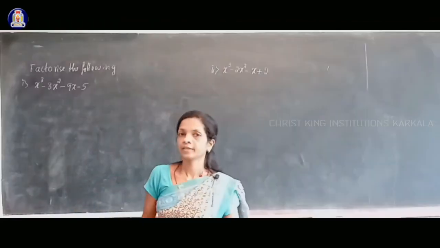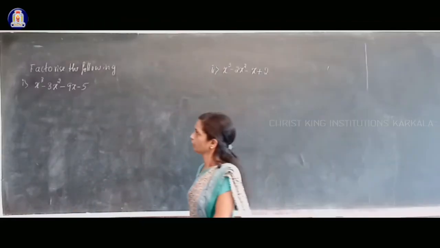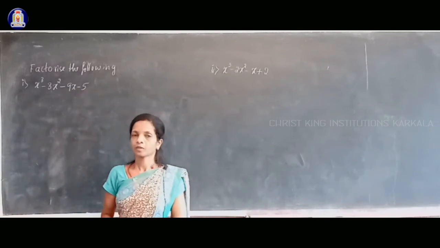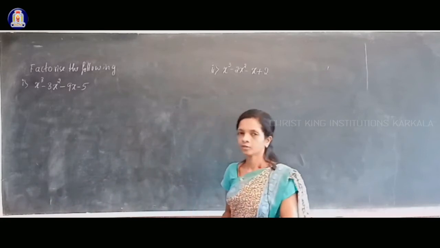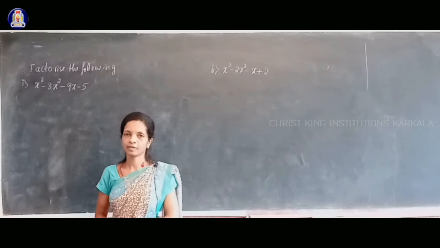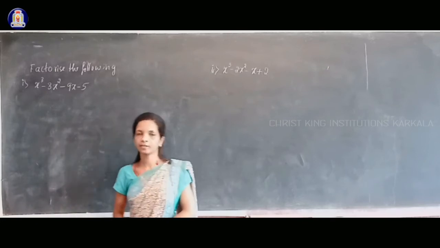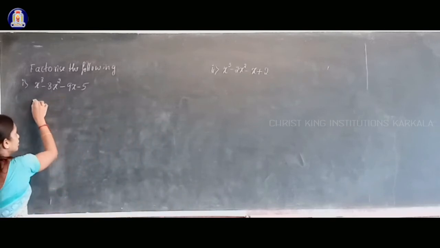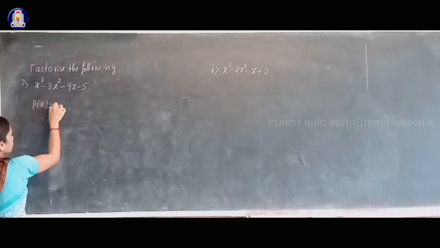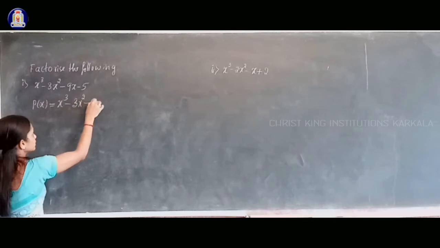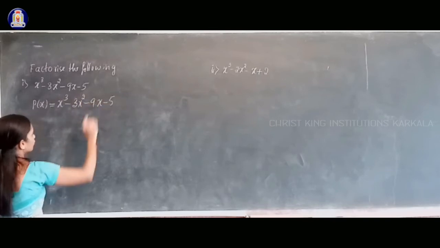Thank you. Next factorize this x cube minus 3x square minus 9x minus 5. How to factorize this? Here you can see highest power of a variable is 3. Cubic polynomial you are given. Suppose you are given quadratic polynomial, then you know how to factorize by splitting the middle term, okay. But here you have to take first given polynomial as p of x. P of x is equal to x cube minus 3x square minus 9x minus 5, okay.